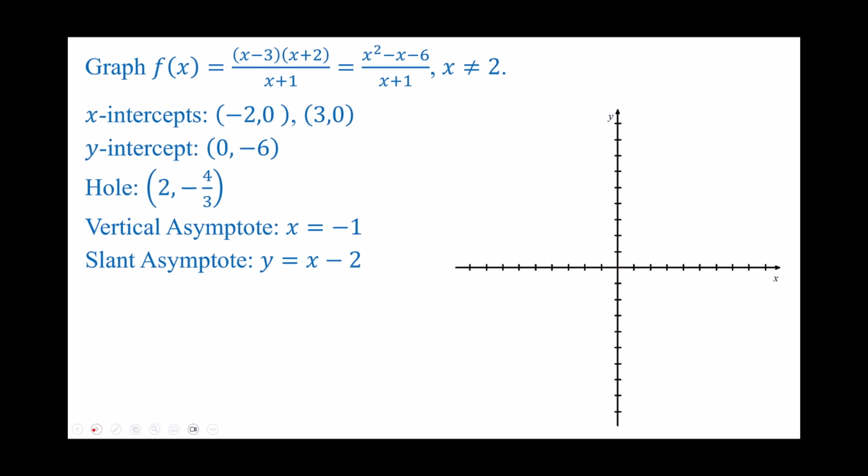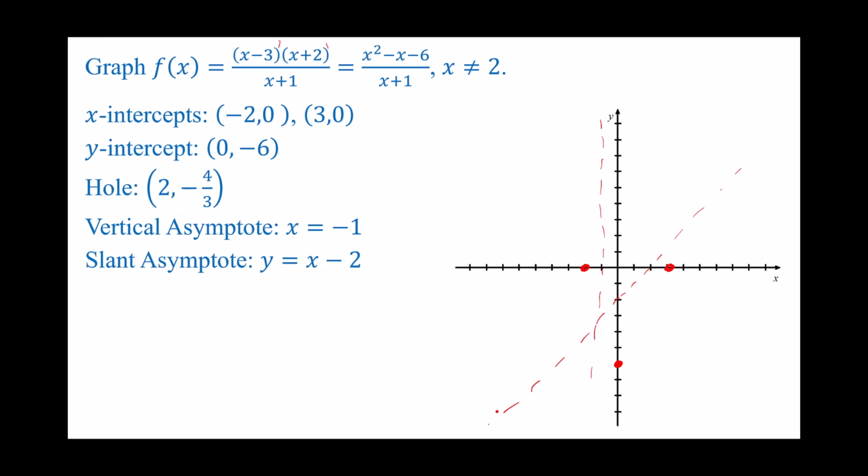Okay, let's graph this function. We have an x-intercept at negative 2 and an x-intercept at 3, and we are going to cross through the x-axis at both of those. Both of our factors in the numerator have odd multiplicities. We have a y-intercept at (0, negative 6), a vertical asymptote at x equals negative 1, and a slant asymptote at y equals x minus 2.